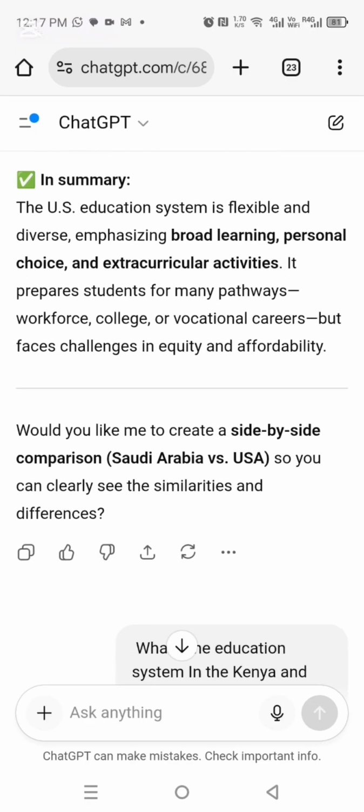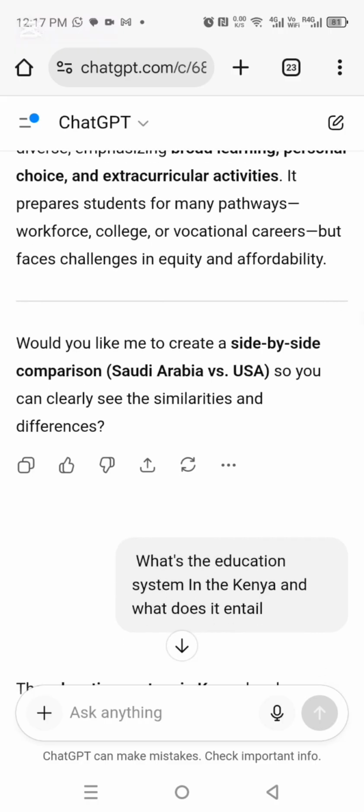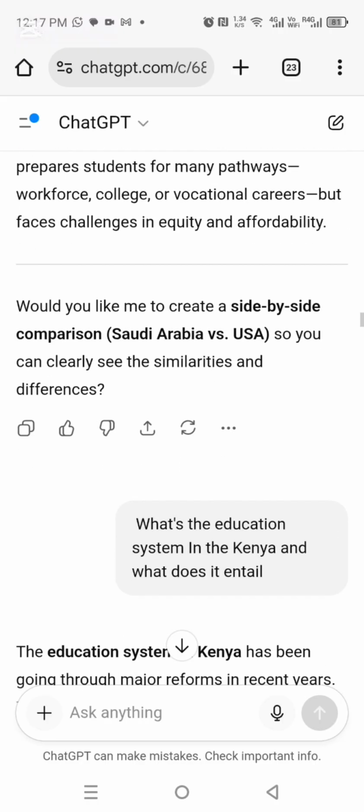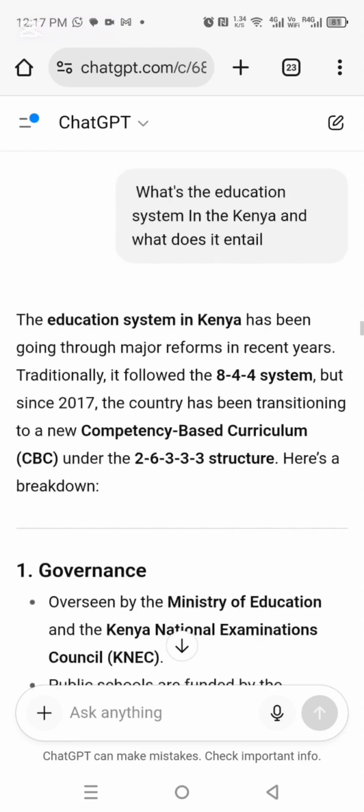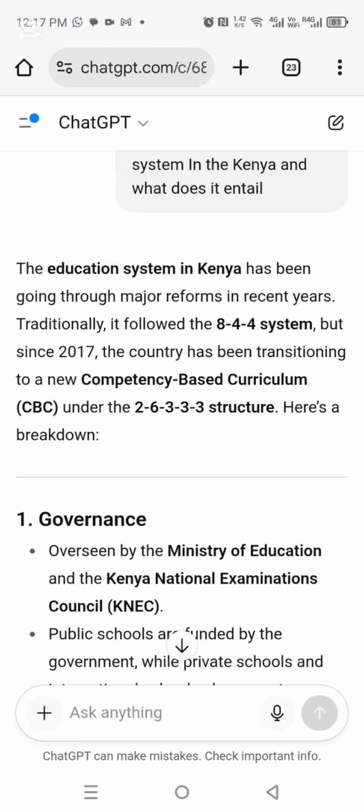So in summary, the US education system is flexible and diverse, emphasizing broad learning, personal choice, and extracurricular activities. It prepares students for many pathways, workforce, college, or vocational careers, but faces challenges in equity and affordability. So I asked what's the education system in Kenya and what it entails, and you'll be surprised.